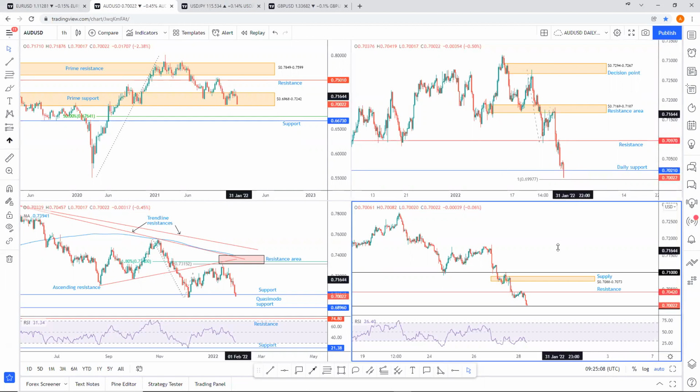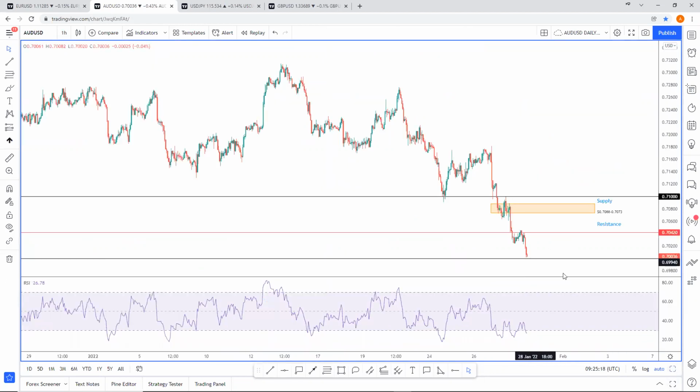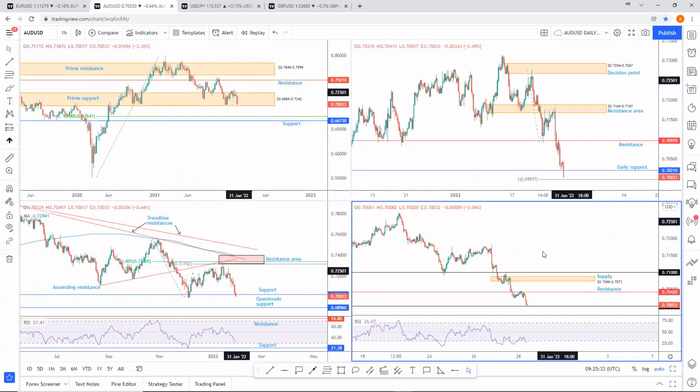Now, of note, of course, on the H1 time frame is the key figure 70. I think it might have already been tested. Nope, we are on the doorstep of the key figure 70 with the RSI value currently circling the oversold region as we speak.